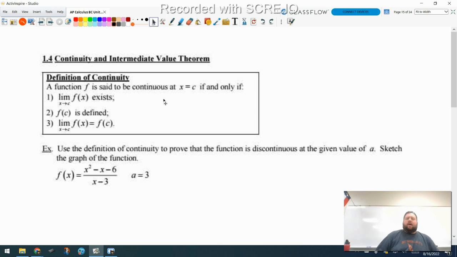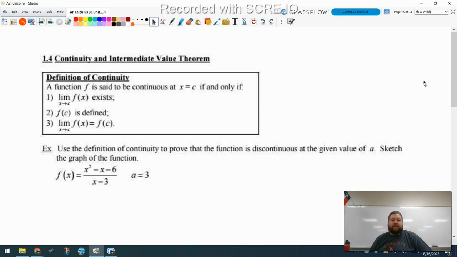All right, so here we're going to combine what we learned with continuity with a little of what we learned with the intermediate value theorem. So you have your definition of continuity right there. Those same three pieces, the limit existing and f of c is defined, it doesn't matter what order those come in, but those are the three parts of the definition of continuity.